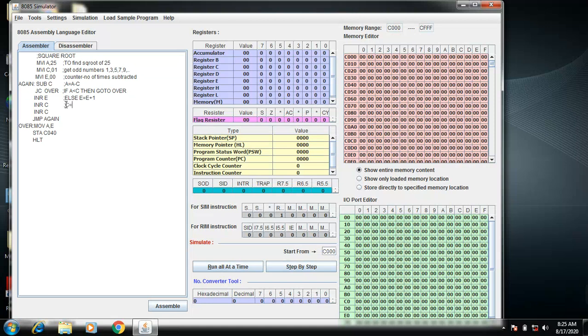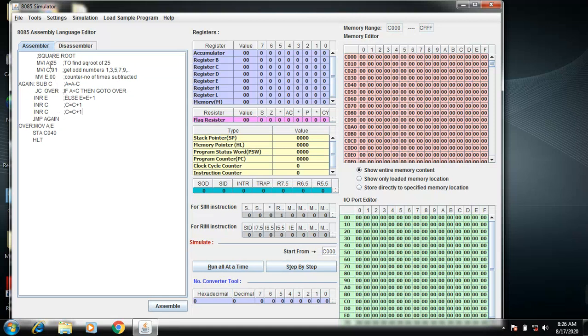So C equals C plus 1. The first time 1 plus 1 is 2, which is an even number, so one more time it will be incremented, so C equals C plus 1. So now the C register becomes 3. Then jump again to subtract, because the condition is false.